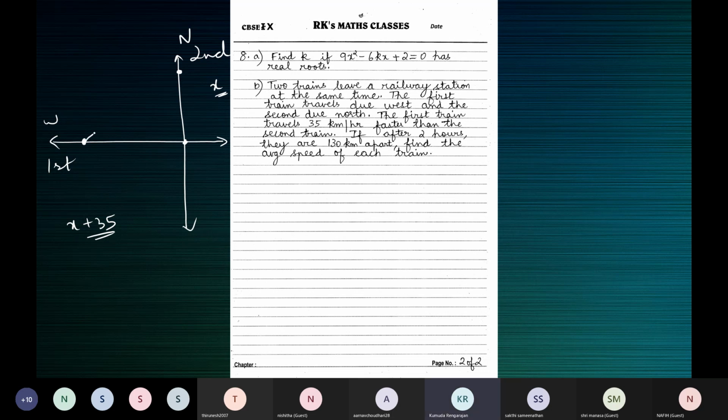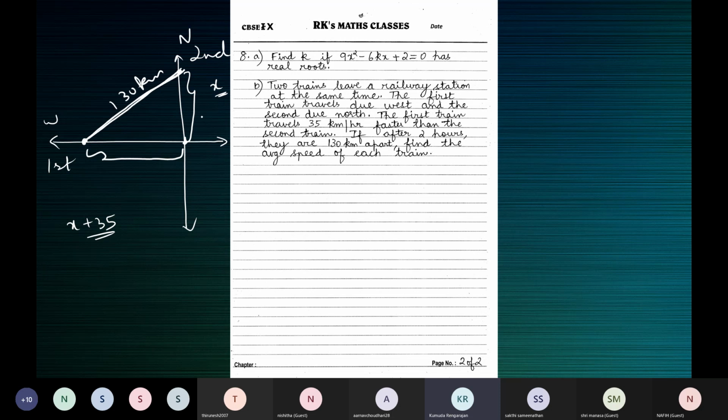At the end of 2 hours, line segments represent distance. So the distance between them at the end of 2 hours is 130 kilometers. This is the first train, this is the second train. So this line segment represents 130 kilometers. Now this should represent the distance covered by the first train in 2 hours, and this one is the distance covered by the second train in 2 hours.